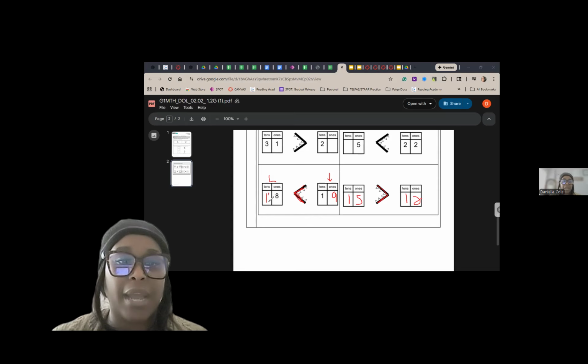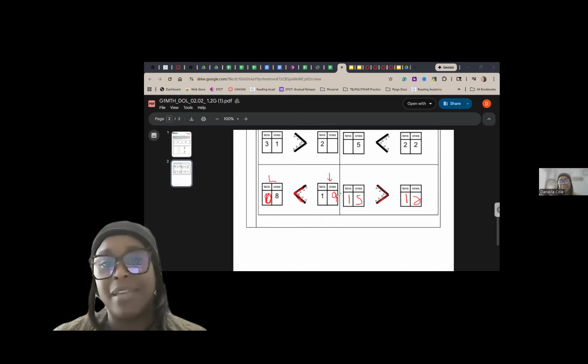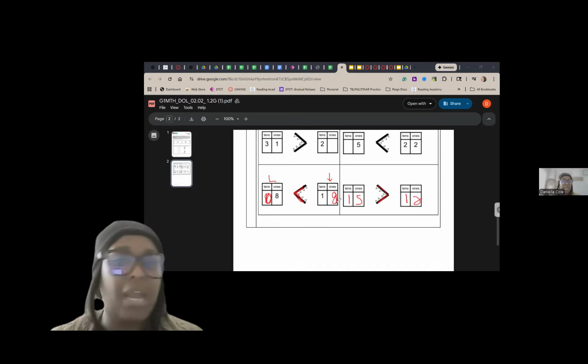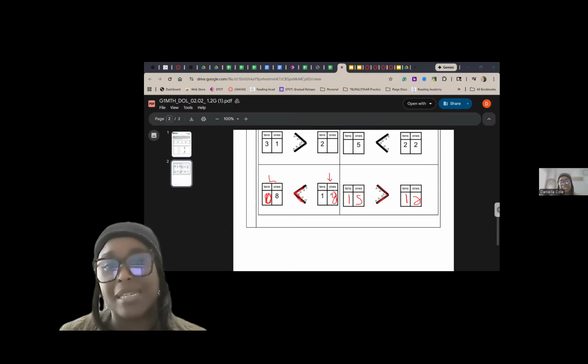Or I could say, okay, let's say I put a 0 here. So this number stays at 8. And then right here, I can make this number be 18. I can make it be 10. I can make it whatever, as long as this number is less than this number.